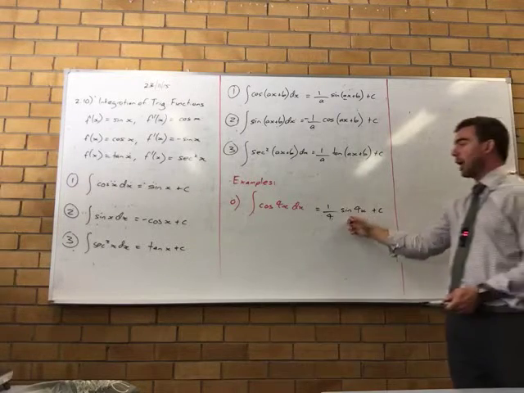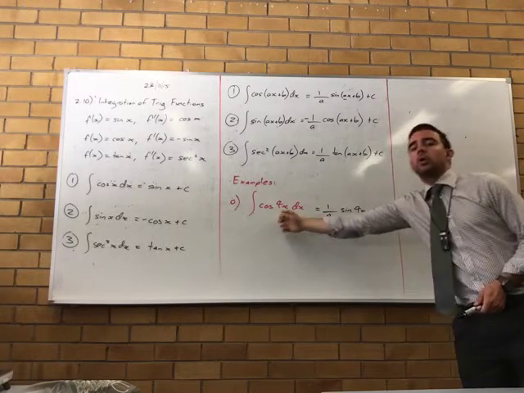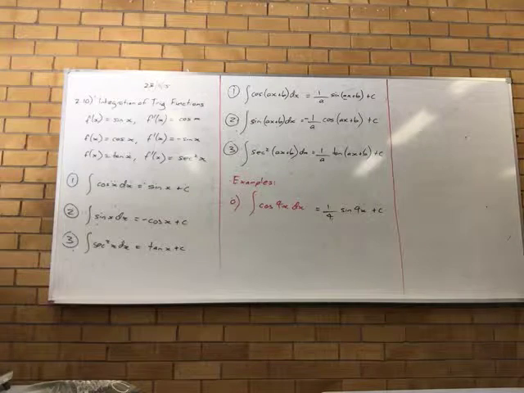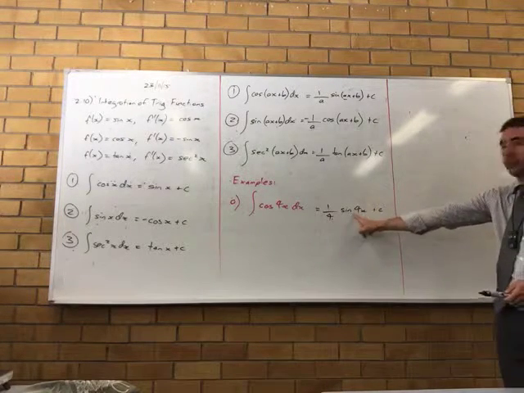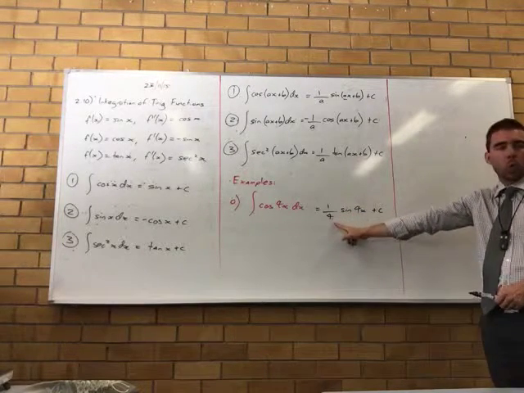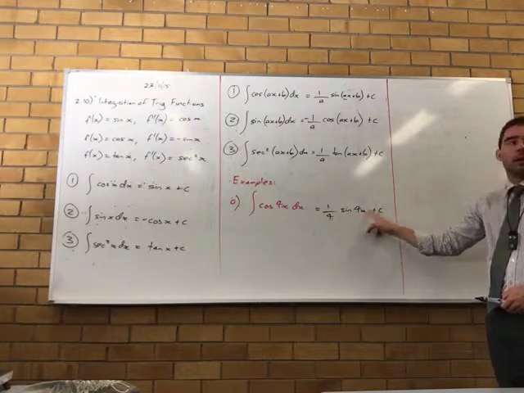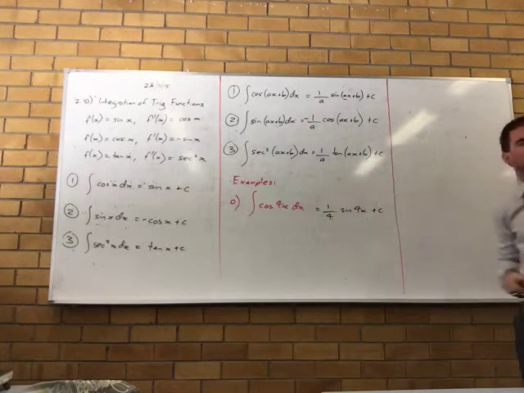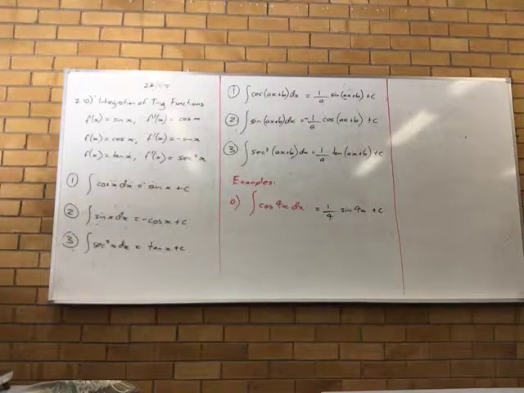When you differentiate sine, you get cos. When you integrate cos, you get sine. Alright, which makes sense because if you differentiate sine here, this is going to be 4 times a quarter of cos of 4x, which is that. Alright, that's essentially the proof there for you.